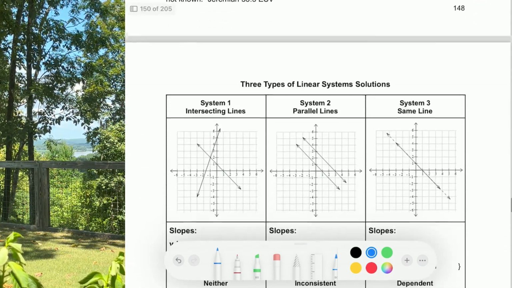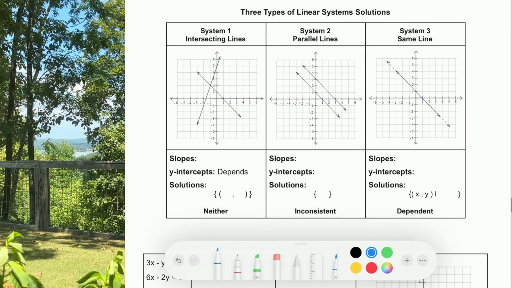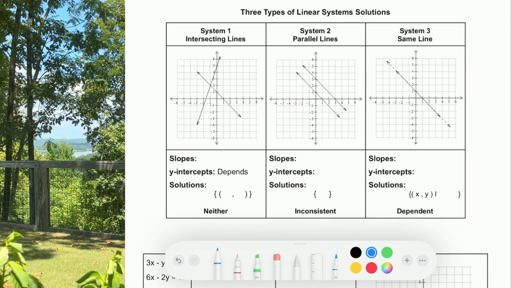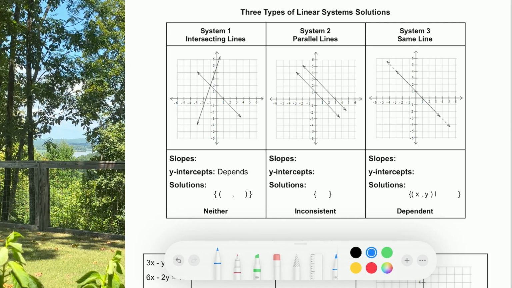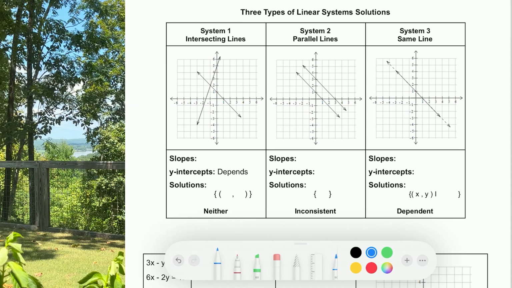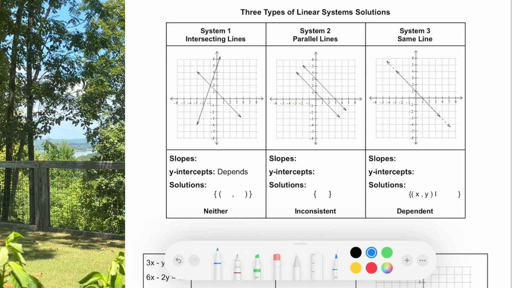Now let's talk about 3 types of linear equations. We have 3 different systems here. We have system 1, which is the intersecting lines. When you have intersecting lines, your slopes are different.